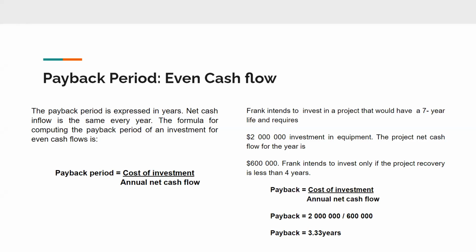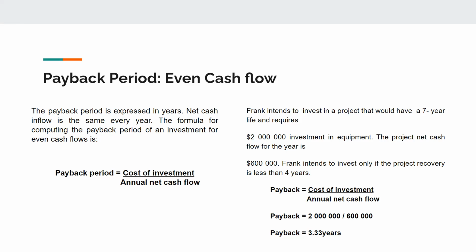So here's the scenario. Frank intends to invest in a project and it's going to have a 7-year life and it's going to require a $2 million investment in equipment. The project net cash flow per year is $600,000. And Frank intends to invest only if the project recovery, meaning the time in which he would recoup his investment, is less than 4 years. Remember, I was telling you guys about benchmarks, businesses setting benchmarks for these types of capital budgeting investments.